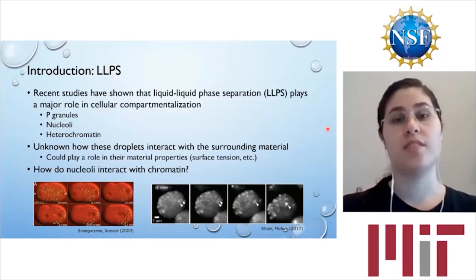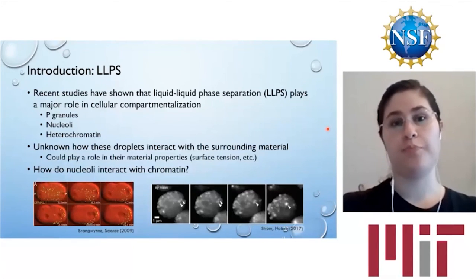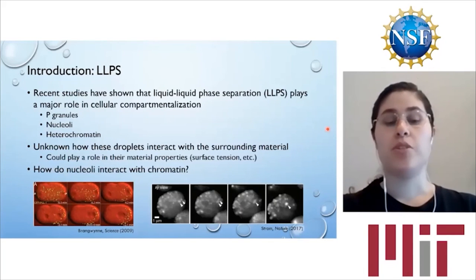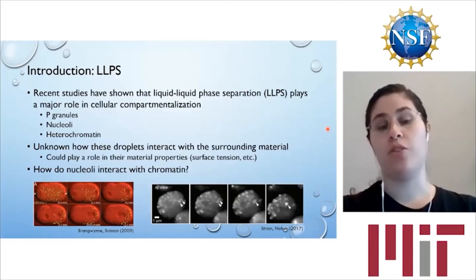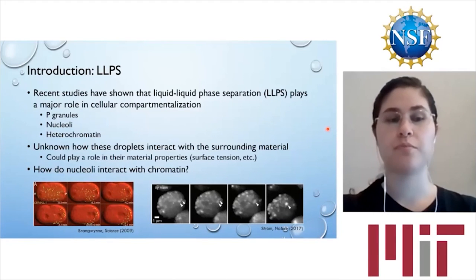For example, surface tension is a function of both the inside fluid and the outside fluid. So we know that the outside environment can play a role in the material properties of the droplets. And in particular, we want to know how nucleoli interact with the surrounding fluid, which in this case is chromatin.